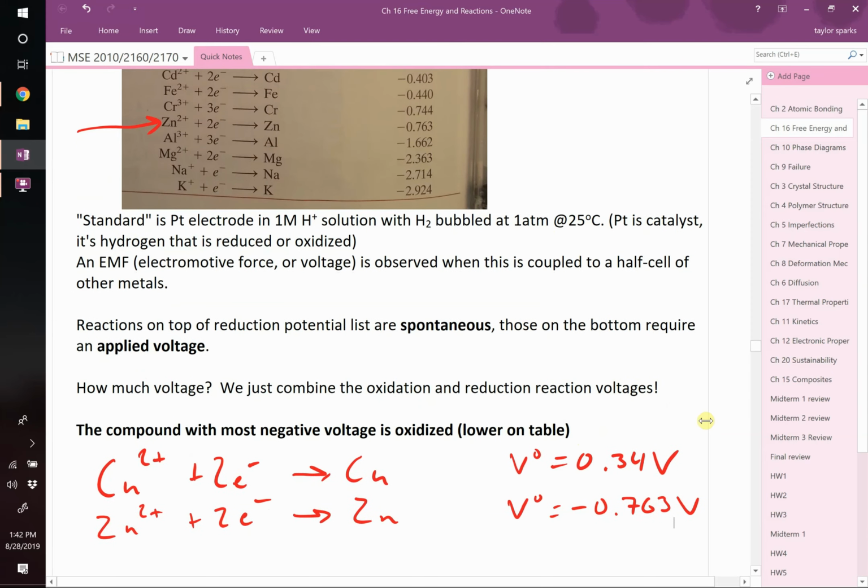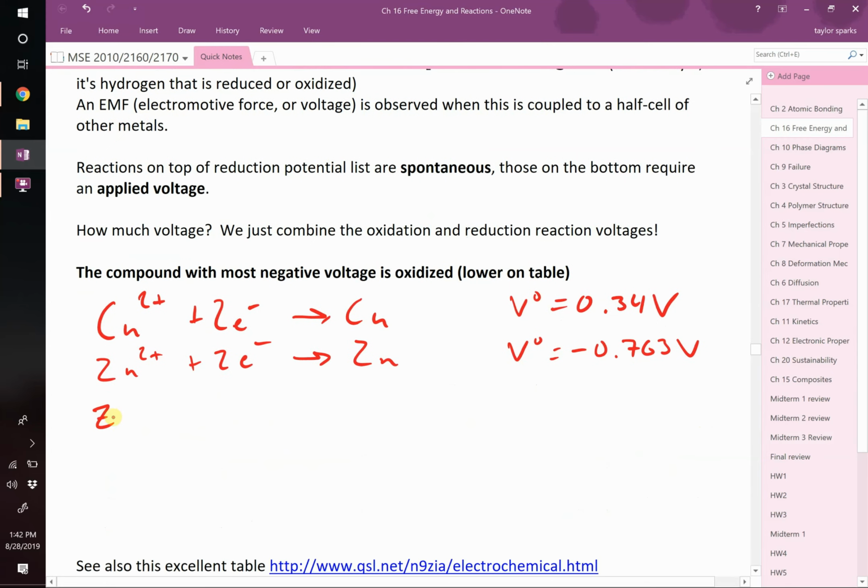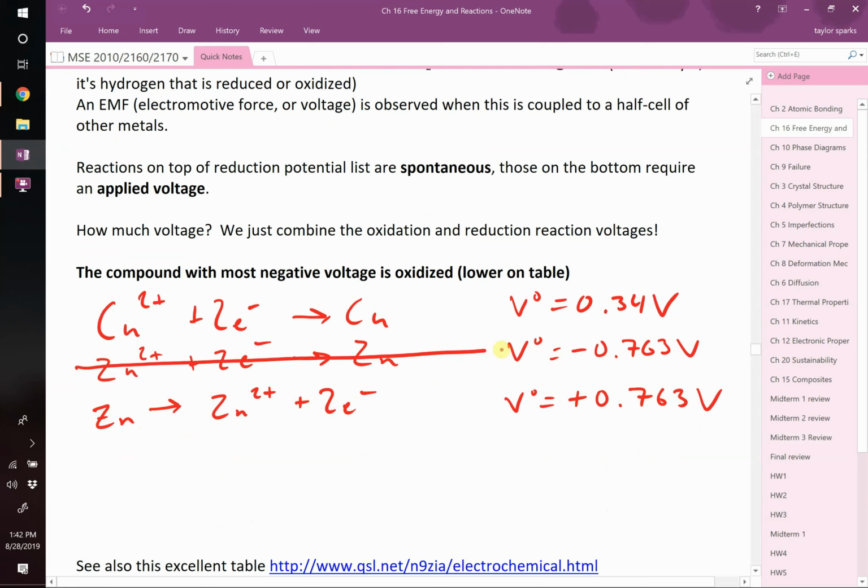Well, first off, if we add those together, we're already lost because we have 2 reductions, and that's a problem. So you have to flip one of them, and the one that you flip is the more negative. The more negative one, in this case zinc, gets flipped. When we flip it, now we've got zinc yielding zinc 2 plus and 2 electrons. That gives us a reduction potential, now it's an oxidation potential, of positive 0.763.